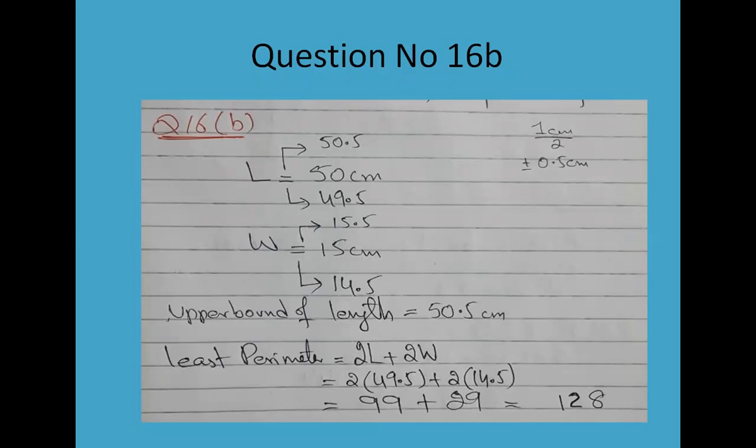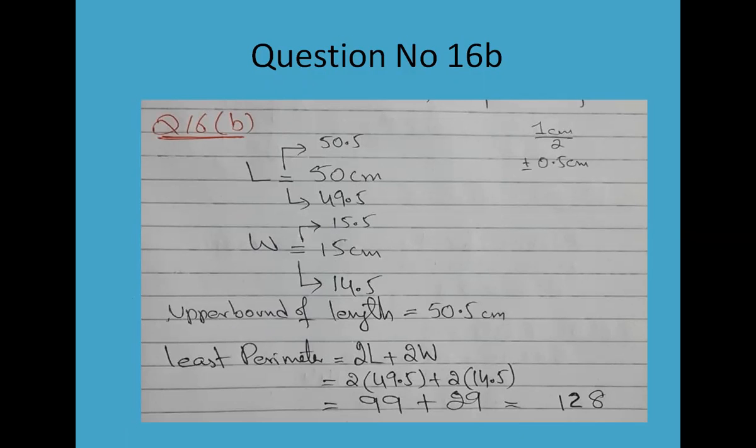So the length and width are correct to 1 centimeter. So I will divide 1 centimeter by 2. It will be 0.5 centimeter. So the length will be 50 plus 0.5, and it will be 50.5. 50 minus 0.5, it will be 49.5. So this is the upper bound, this is the lower bound. And then for the width, the upper bound will be 15.5, the lower bound will be 14.5. So their basic question was, what is the upper bound of the length? And that will be 50.5.